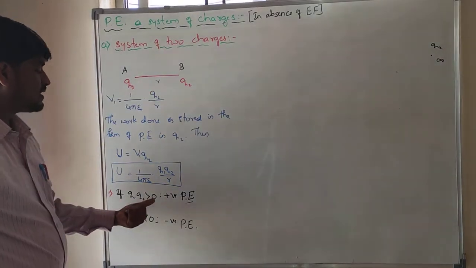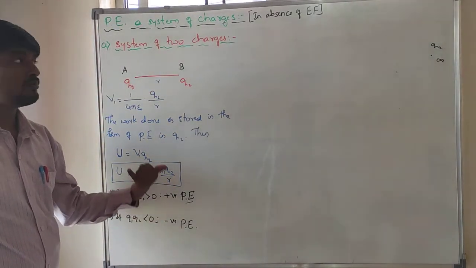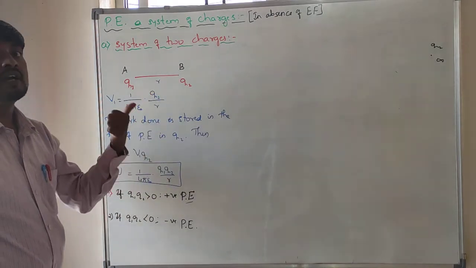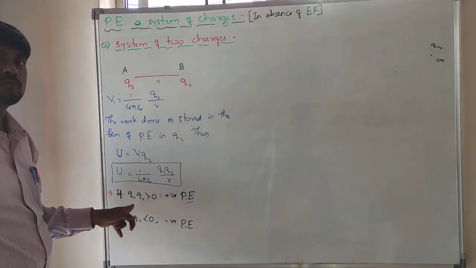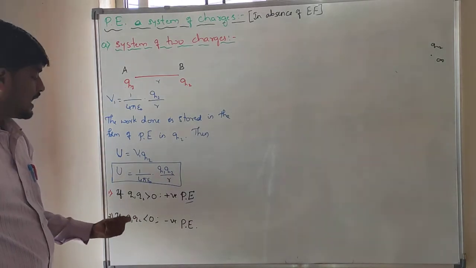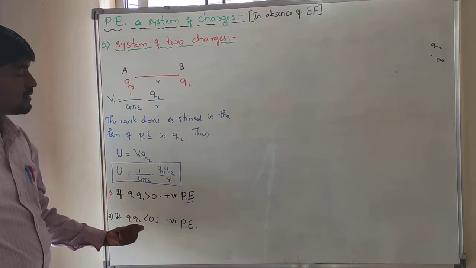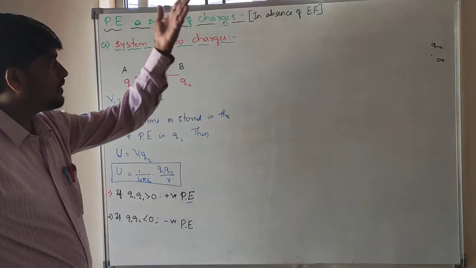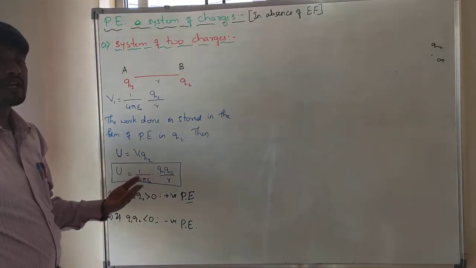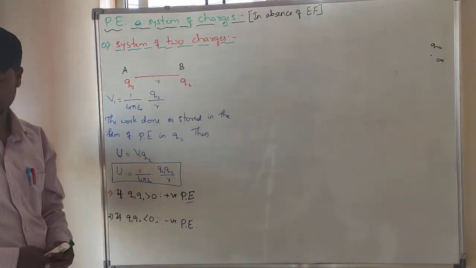If q1 q2 is greater than 0, positive potential energy is required to bring the charge from infinity to the point against the repulsive force, because both are repelling each other. At the same time, if q1 q2 is less than 0, negative potential energy is required to bring the charge q2 from infinity to the point against the attractive force, because they attract each other.